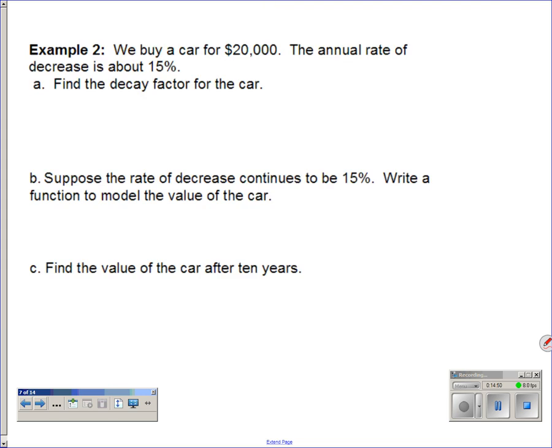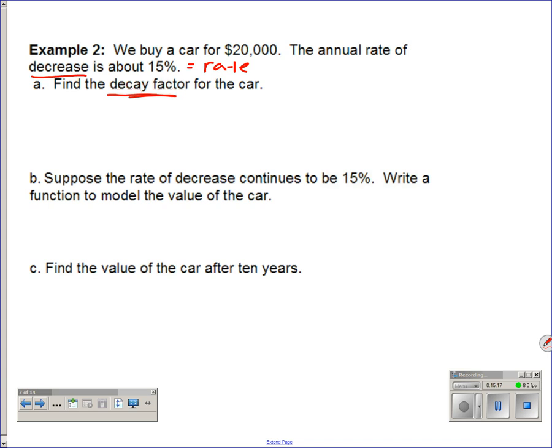All right. Here's a good example. We buy a car for $20,000. As soon as you take that new car off the lot, instantaneously it depreciates. It goes down. That's what happens with cars. And in this case, the annual rate of decrease is about 15%. So your percent is going to be your rate. This right here is your rate, how much you're going down by. It says find the decay factor for the car.